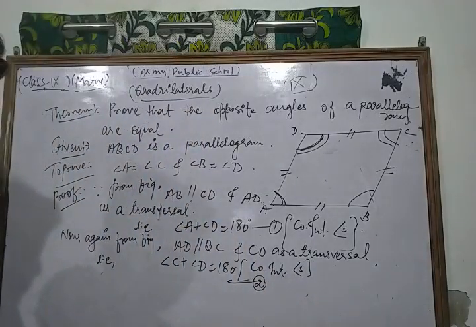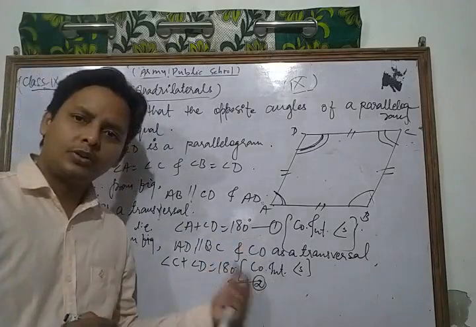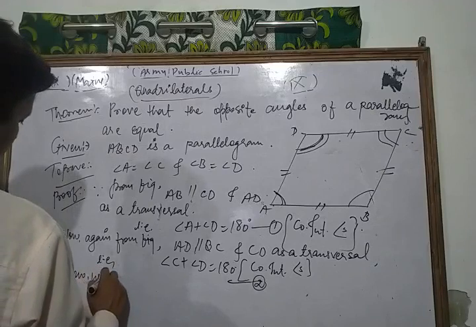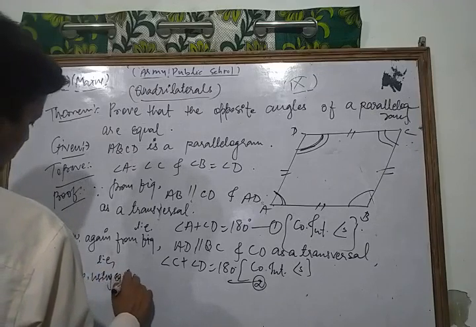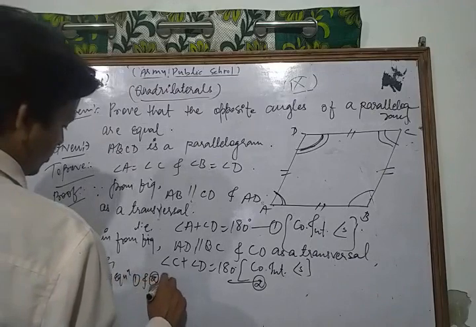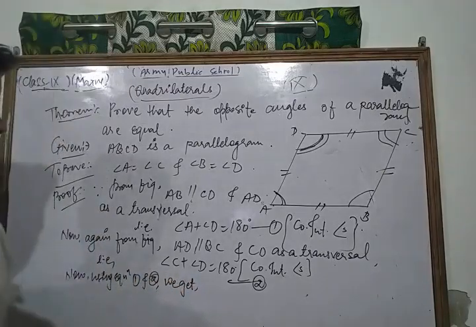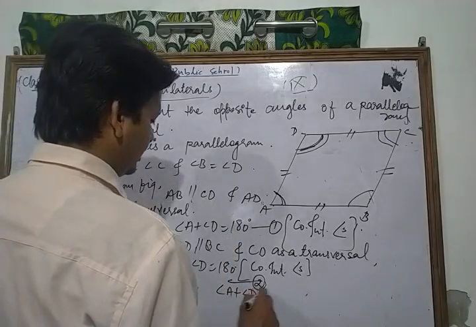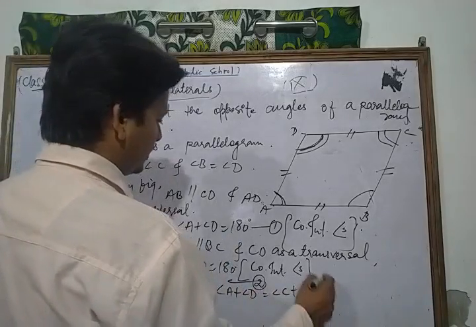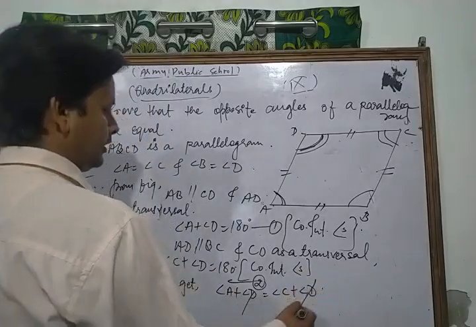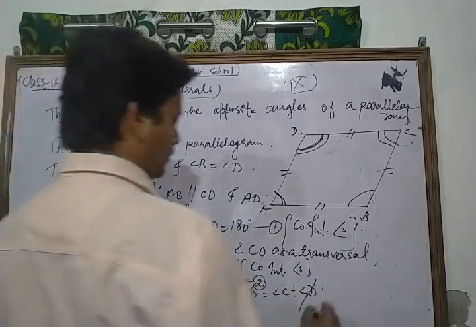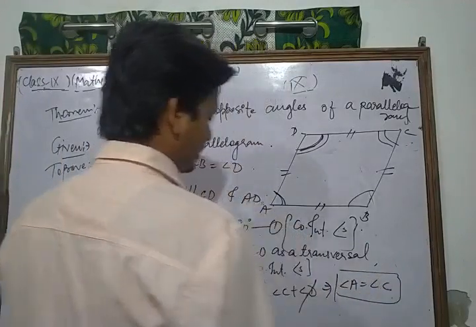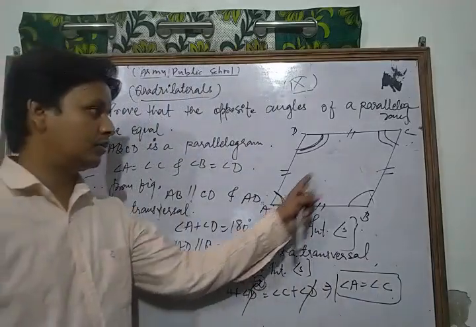Now, using equations 1 and 2, we get, both are equal to 180. So we write angle A plus angle D is equal to angle C plus angle D. Now angle D cancels on both sides. So we have angle A is equal to angle C. Thus in this way we have shown that angle A is equal to angle C.